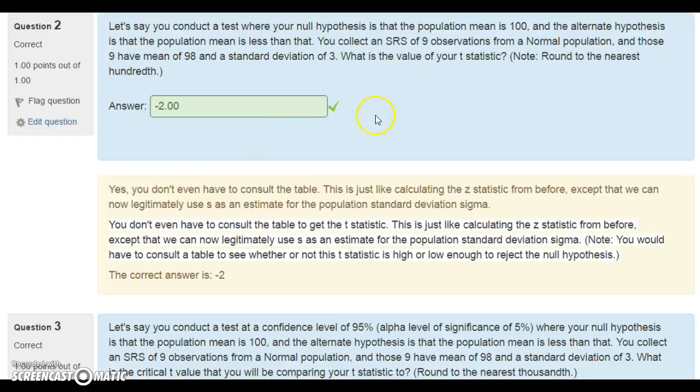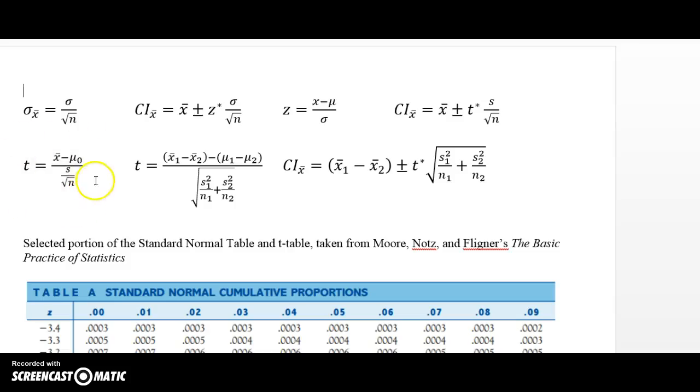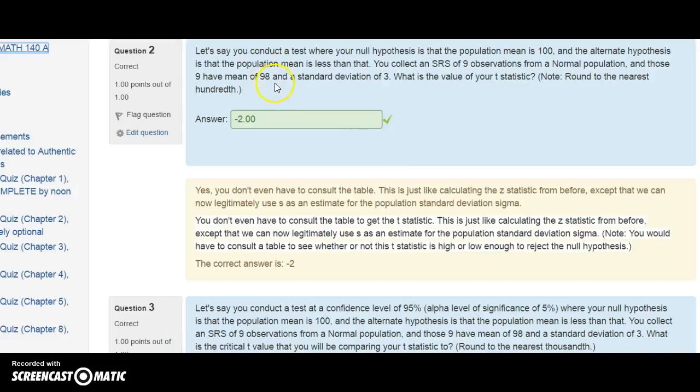Second one here, we need to figure out the t-statistic. So this is going to be using that formula right here. It's just like the z-statistic formula we were using, except it has S instead of sigma. So we're going to take the sample mean of 98 minus the mu, the population mean of 100, and that gives us -2. And then on the bottom, we have the sample standard deviation of 3 divided by square root of sample size, which would also give us 3. So we have a 1 on the bottom, so it's just -2 divided by 1.